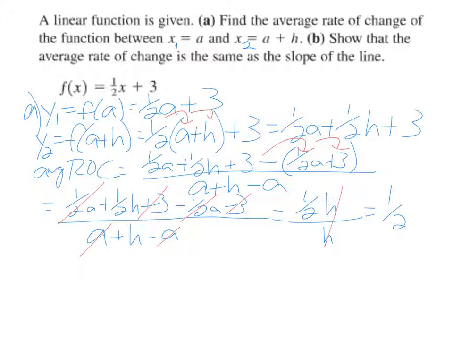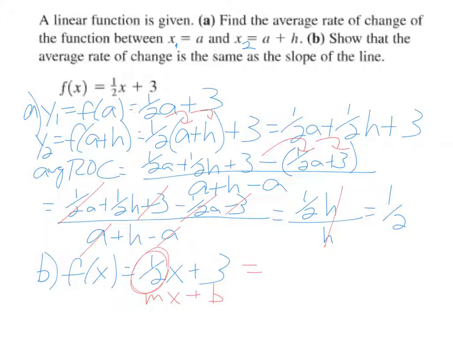Part B says show that the average rate of change is the same as the slope of the line. So my line is 1/2 x plus 3, and it's in slope-intercept form, mx plus b. So the slope is always the number in front of the x, which is also 1/2, so they are the same.